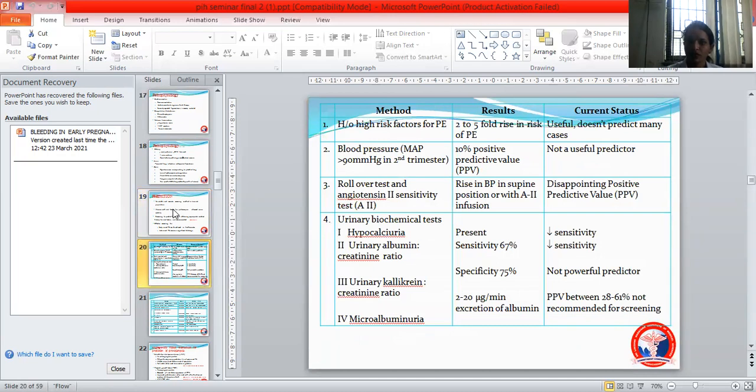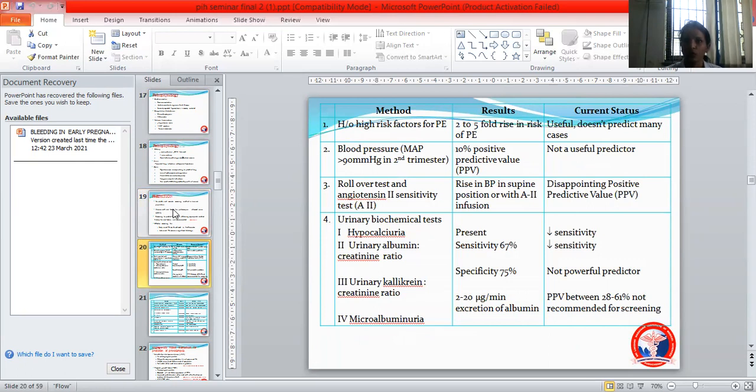So if there is any history of risk factors, then we have to expect a 2 to 5-fold increase in risk for developing pre-eclampsia. And when we see that the mean arterial pressure is anytime more than 90 millimeters of mercury in the second trimester, normally what we expect in the second trimester is a fall in diastolic BP and the mean arterial pressure. But if there is a rise, or when it is anytime more than 90 millimeters of mercury, then we can use it as a predictor for the development of pre-eclampsia.